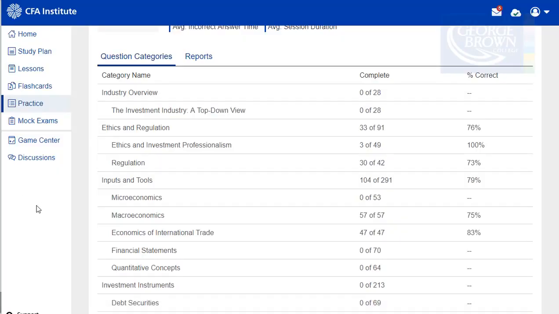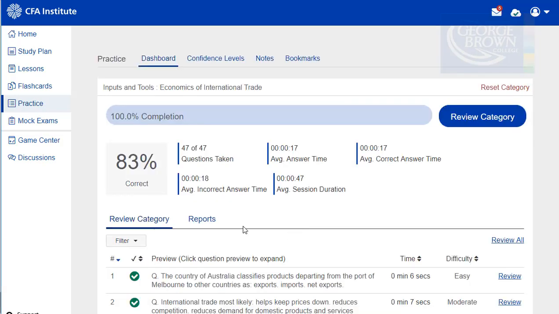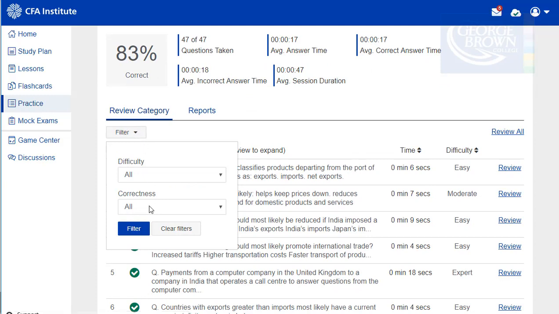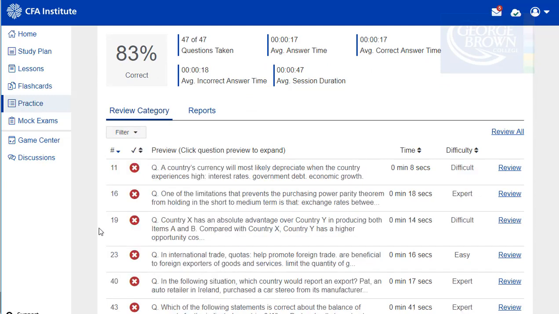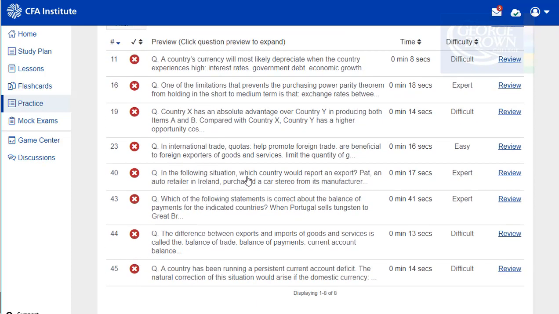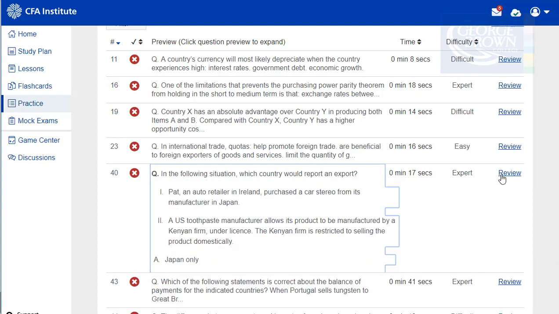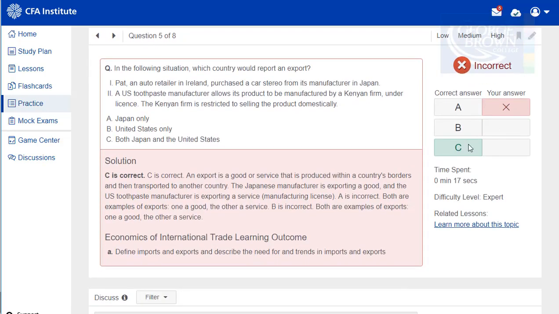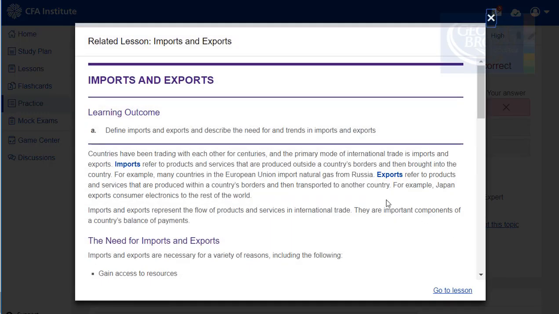So just quickly, I'm in the learning ecosystem. I'm in the practice mode, and you can see economics of international trade. I did 47 questions, 83, so I'm on track for the exam. I'm going to click in here to review the category. Again, I can filter, and I want to look at my incorrect answers, and that's going to bring them up. You can see I had 8 incorrect, and this was the question that I just showed you that I got incorrect. So I'm going to go back and review it. I had answered A. I didn't understand that a license is exporting a service, so that's why I made my mistake. And then I can go back and learn more about the learning outcome statement.